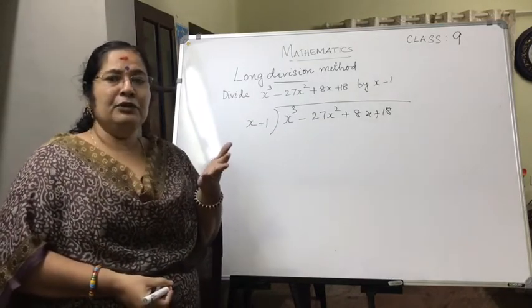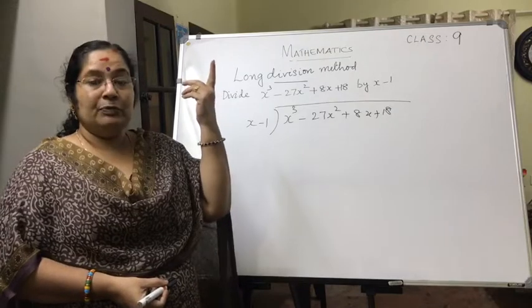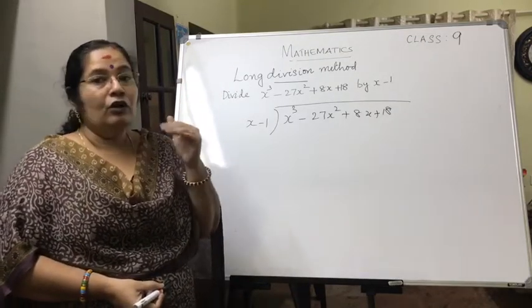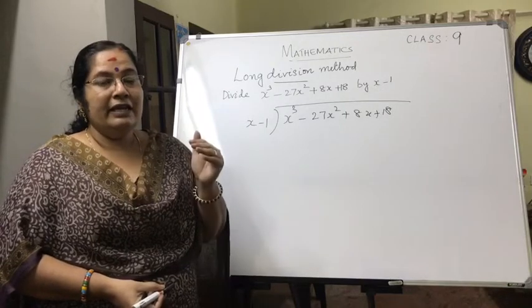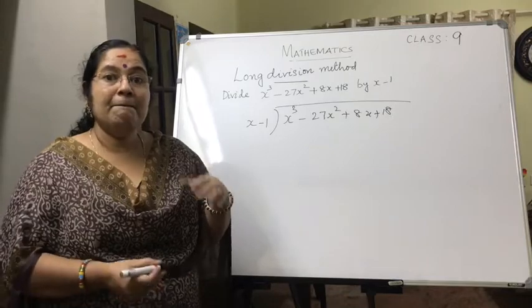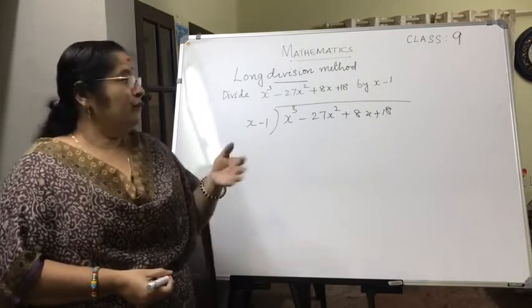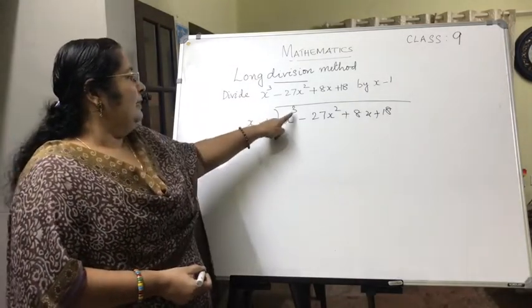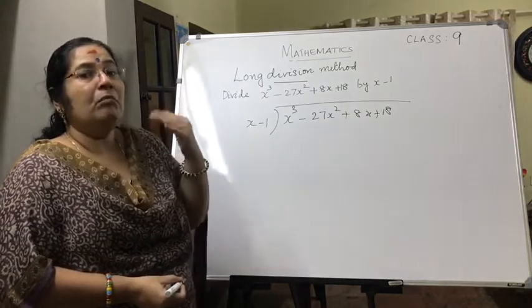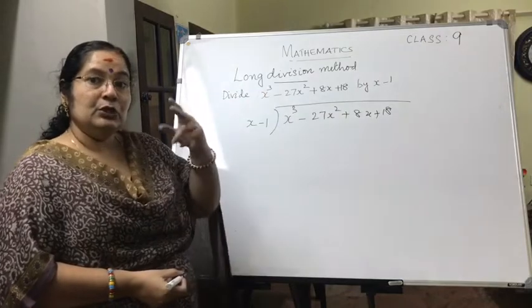So here you are going to use the laws of exponents. What law will you apply? a raised to m into a raised to n is a raised to m plus n. So if you want to find out, here the degree is 3, here the degree is 1. So how much more is this degree? 2.